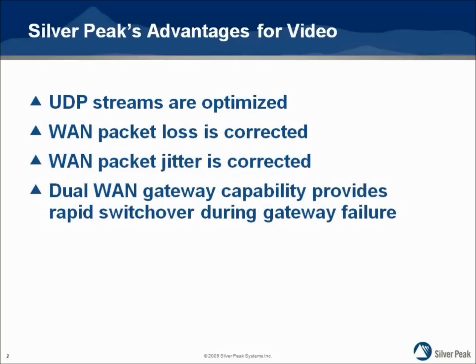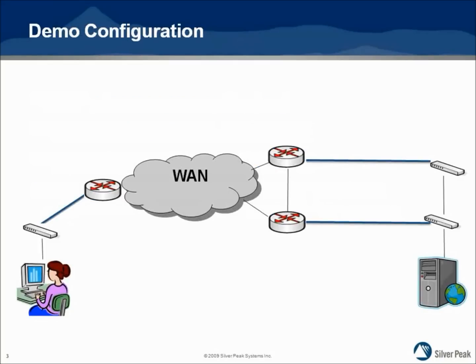Let's move on to the demo. The demo uses a UDP video stream sent from a video server over the WAN to a client watching the video. In this topology picture, the video server is on the right side of the network, and video clients on the left side. A WAN emulator is used to emulate the WAN cloud.